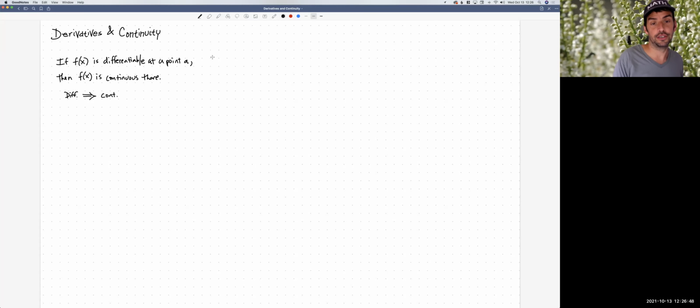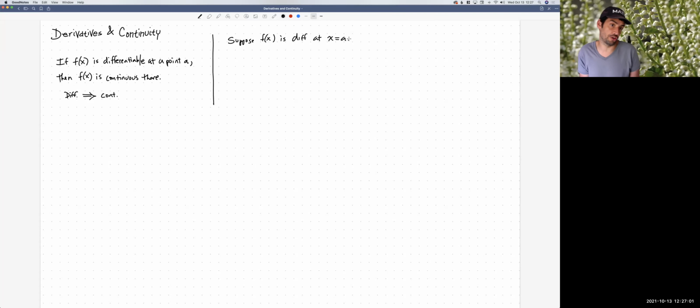So suppose f of x is differentiable at x equals a, right? So to prove this, I just need to show that if the first half of this claim is true, it necessarily means that the second half of this sentence is true, right? So if I have the if part, I must have the then part. So suppose f is differentiable at x equals a.